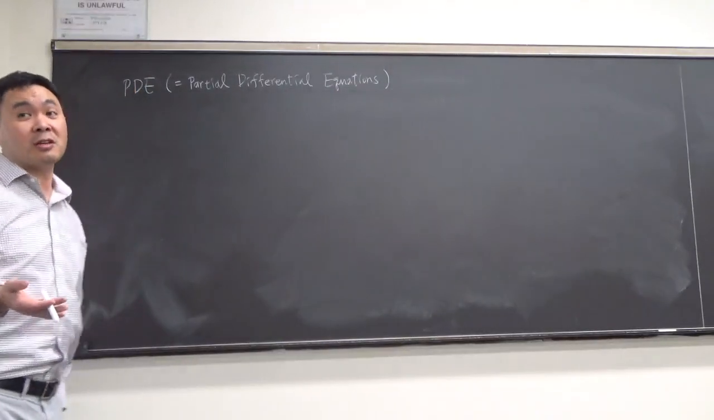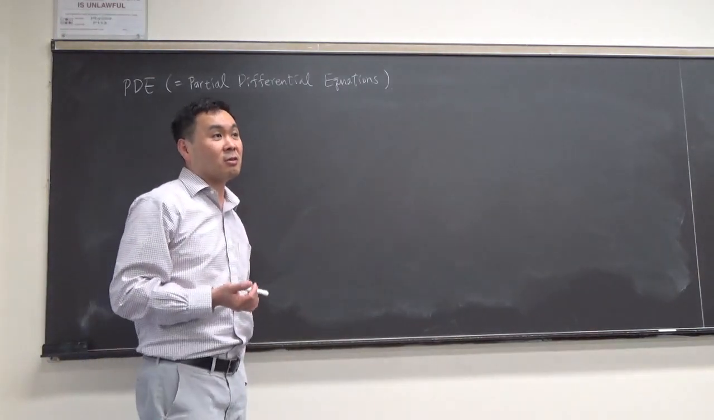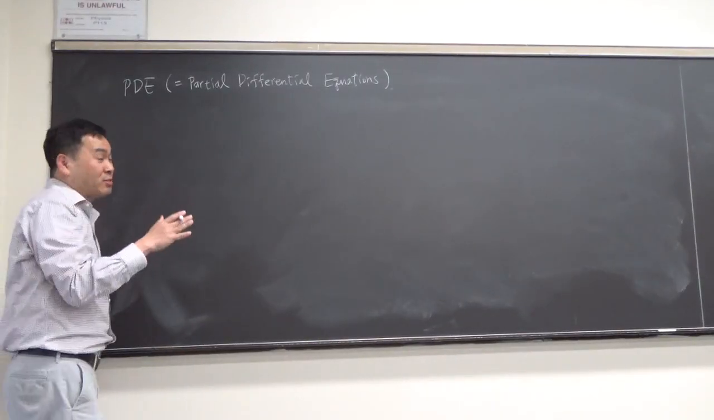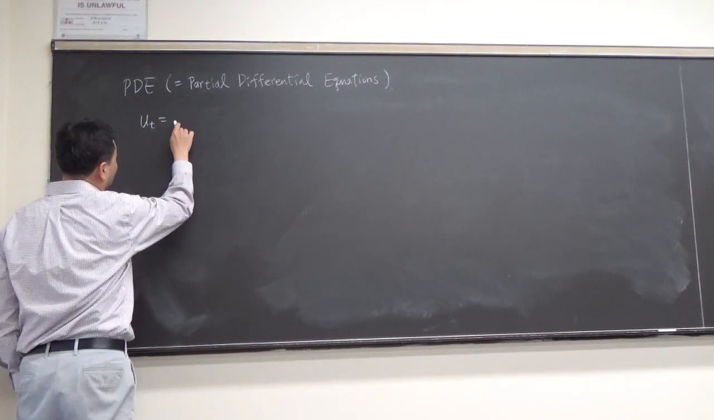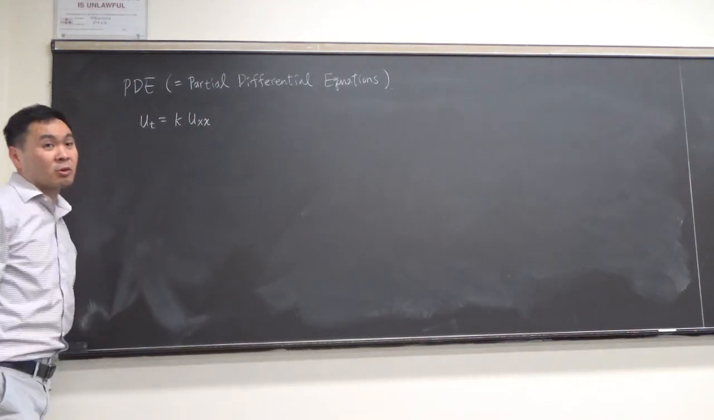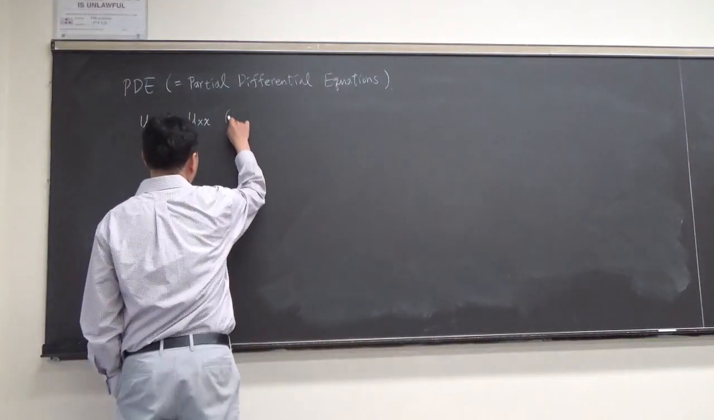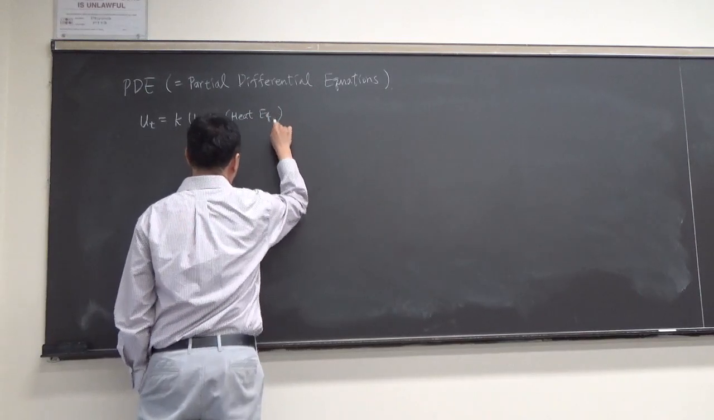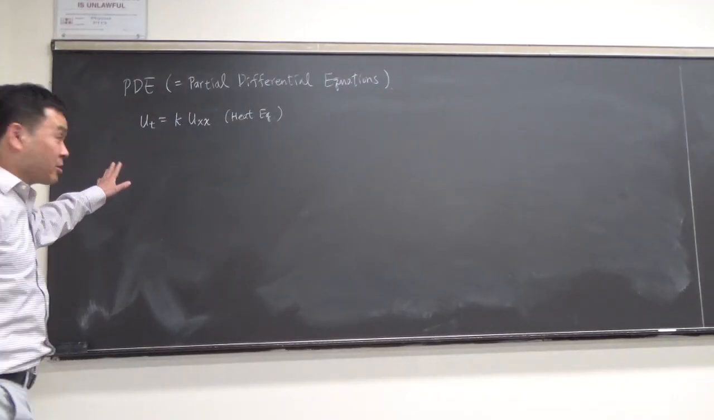There are some important partial differential equations that carry a name. So let me give you a few examples. So one is u_t equals k times u_xx, where k is some constant. This is called the heat equation. I will explain what this equation means later in the course. Okay?